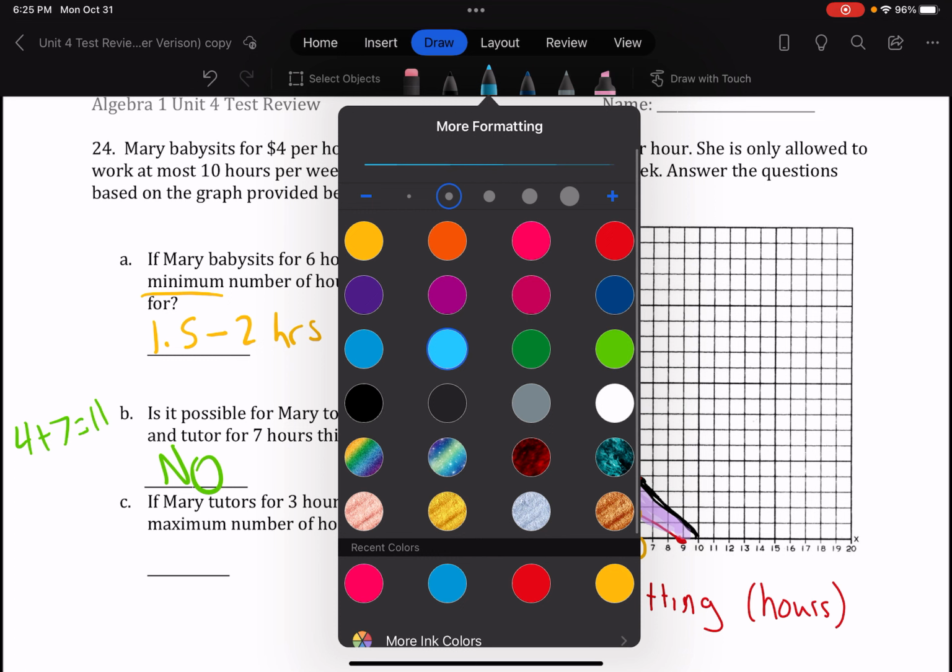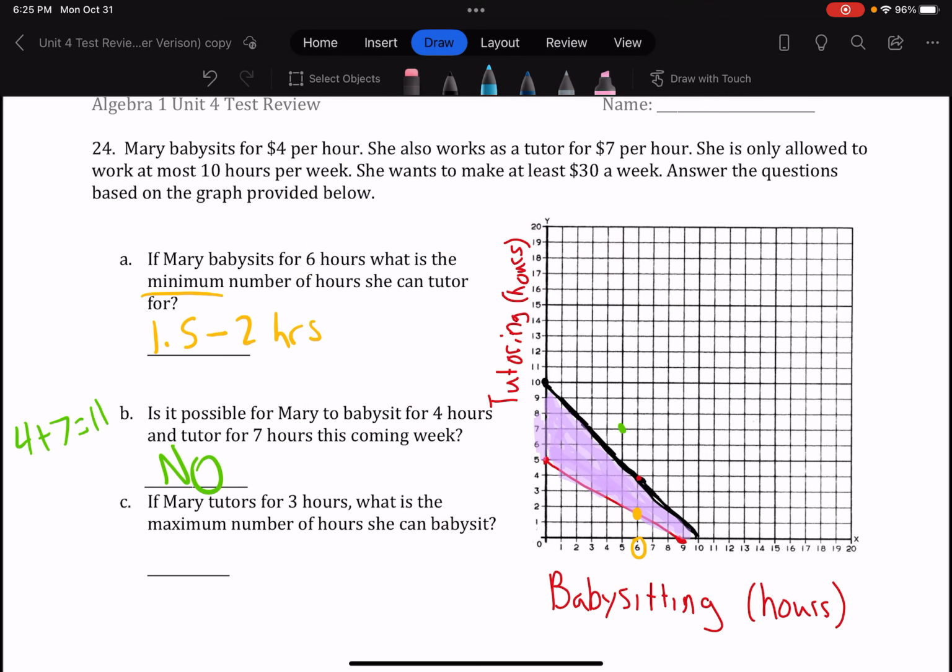And then the last question says, if Mary tutors for 3 hours, so here she is tutoring for 3 hours, what's the maximum number of hours that she can babysit? That's going to get us all the way to 7 hours. And remember, 3 plus 7 is equal to 10, which is the max number of hours that she can work.